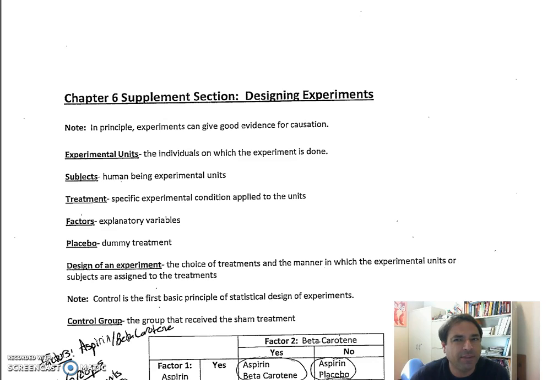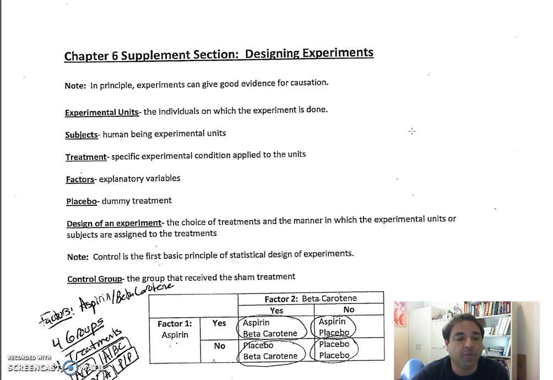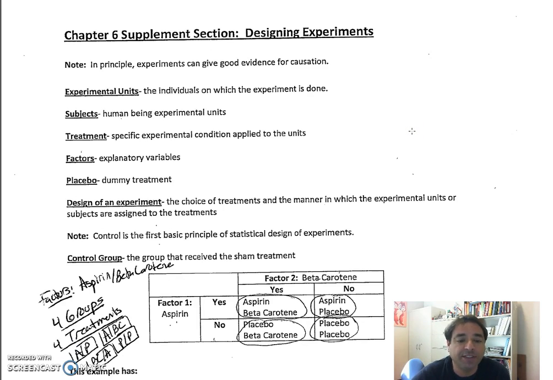So how can we establish causation? One way is through an experiment. So we're going to review experiments here. Notice in principle, experiments can give good evidence for causation. Some definitions: experimental units are the individuals on which the experiment is done. They could also be considered participants, or subjects, when human beings are the experimental units.